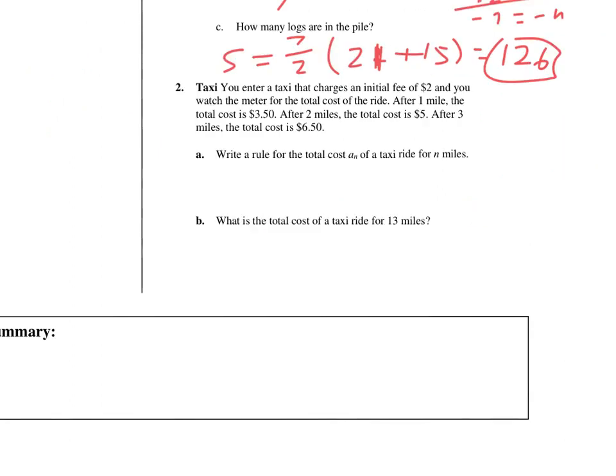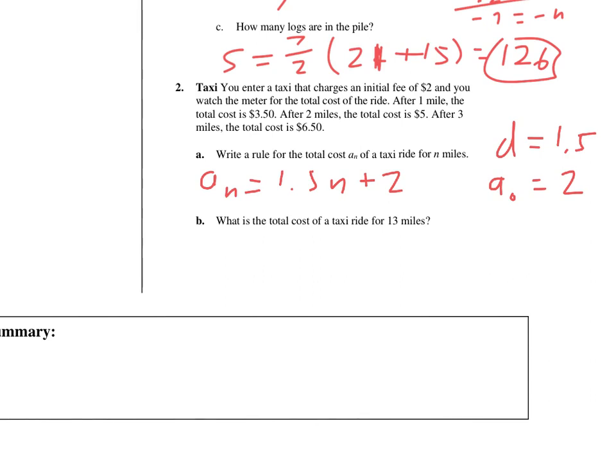All right, next up here, it says you enter a taxi that charges an initial fee of $2. You watch it go up. After 1 mile, it's $3.50. 2 miles is $5. 3 miles is $6.50. So it seems to me that the common difference is 1.50. So each time we go another mile, it increases by 1.5. And then I'm going to say actually a sub 0 is $2 because I already owe $2 when I've gone 0 miles, right? So I'm going to say a sub n equals 1.5n plus 2. You can see if I plug in 1, I do get that 3.50 and so on.